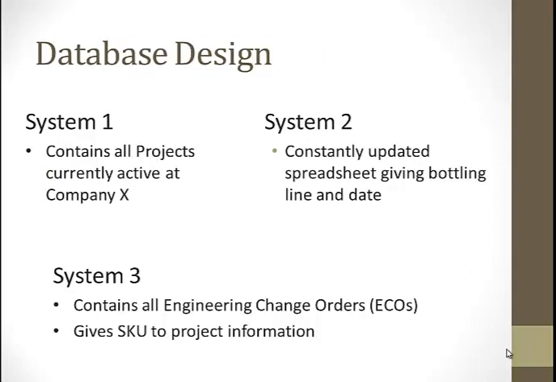As I mentioned earlier, in tracking new products, I had to use multiple systems. So, in designing a new database, I had to keep these three systems in mind. System 1 contained all projects that were active at Company X. System 2 gave a spreadsheet of all bottlings at Company X per each SKU and shows the line that it's bottling on. Lastly, System 3 contains all engineering change orders, or ECOs. This gives the project information for each SKU.